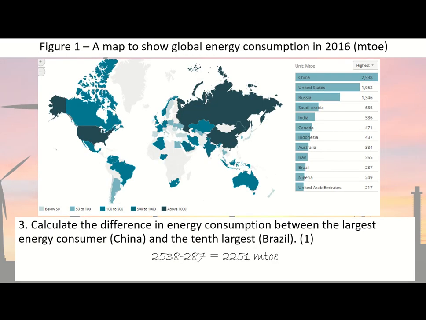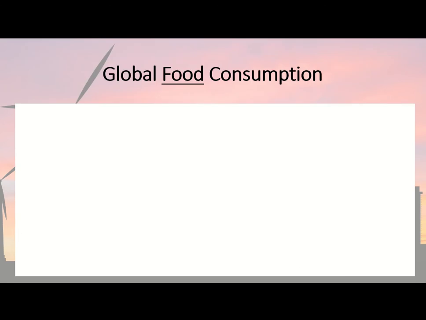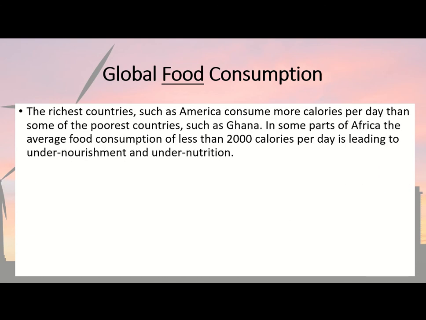Okay, so moving on. We've looked at energy, and we've given a good overview of energy and how energy consumption varies around the world. And we've seen from this map the countries which use the most energy. When it comes to food, we're going to have a little look at and compare this. So again, just like with energy, there's a page of information around food consumption globally. Then we're going to have a little map skills task. So the richest countries, such as the USA, consume more calories per day than some of the poorest countries like Ghana.